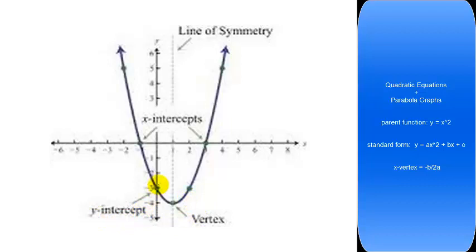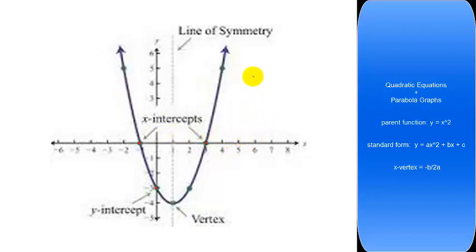The y-intercept is of course wherever you cross the y-axis, and the x-intercepts, in this case there are 2. So notice because the graph goes down and then comes back up, there are two places where it crosses the x-axis, and we'll see how those are related to the factoring that you've been doing in the previous chapter.